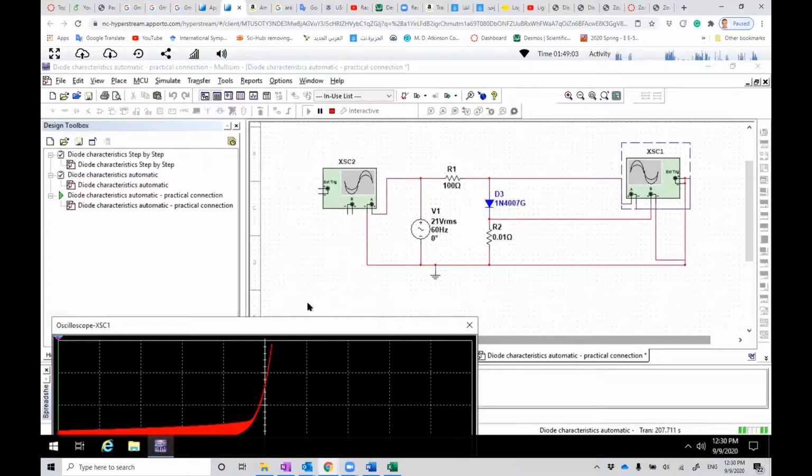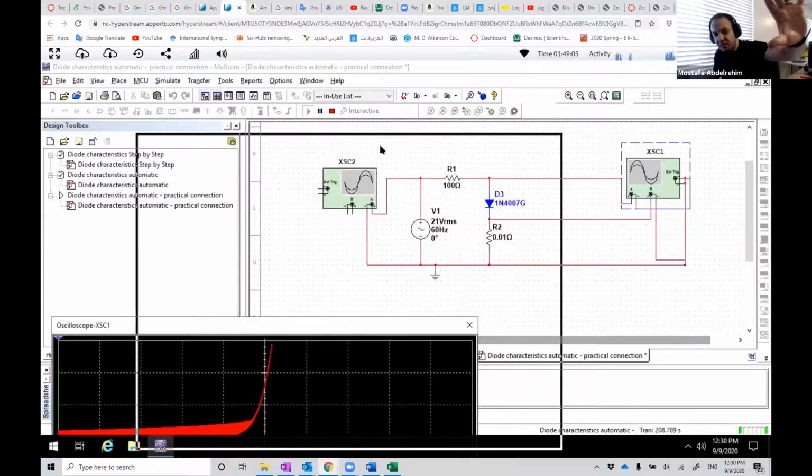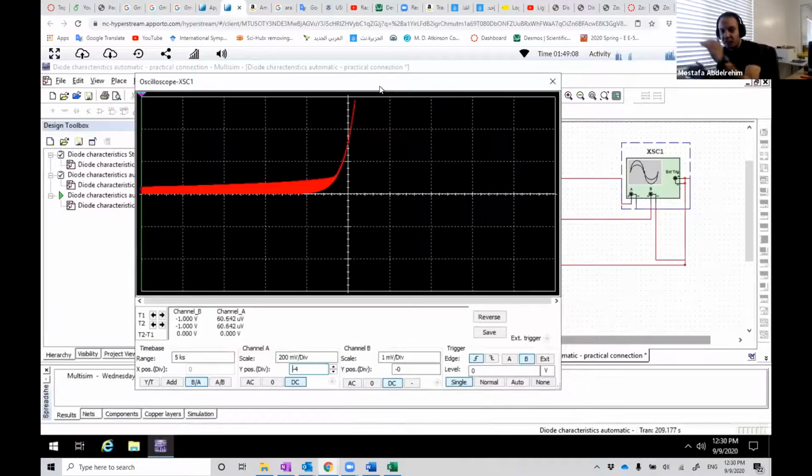Now you have current and voltage. You can divide voltage by the current and you get the resistance, right? Yes. Okay. Thank you.